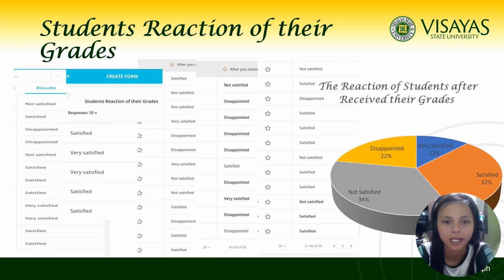I am Marilyn De Noronio. Additionally, using an online form survey, we got 50 respondents among the students in Visayas State University. As you can see in the pie graph, the majority of the respondents are not satisfied with their grades, and the minority of the respondents are very satisfied with their grades.